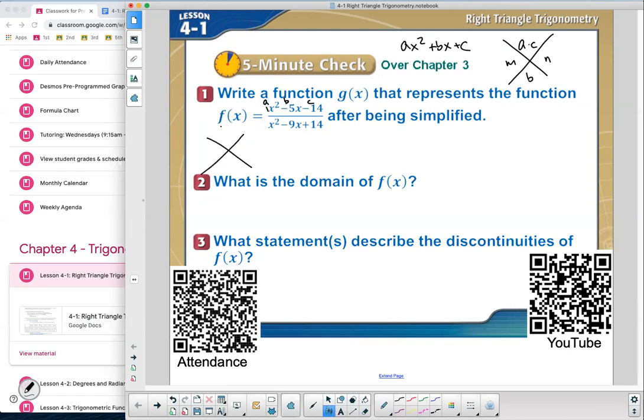So I'm asking myself, what are factors of a times c, which is 1 times negative 14, that add up to the value of b, which is negative 5? So we're looking for two numbers that multiply to be negative 14, but add to be negative 5. To help you out, I'll do a little t-chart here. Factors of 14, I'll get the negative in a second, but just the number 14 itself would be 1 and 14 and 2 and 7. Which pair could be combined to create a negative 5? 2 and 7, very good.